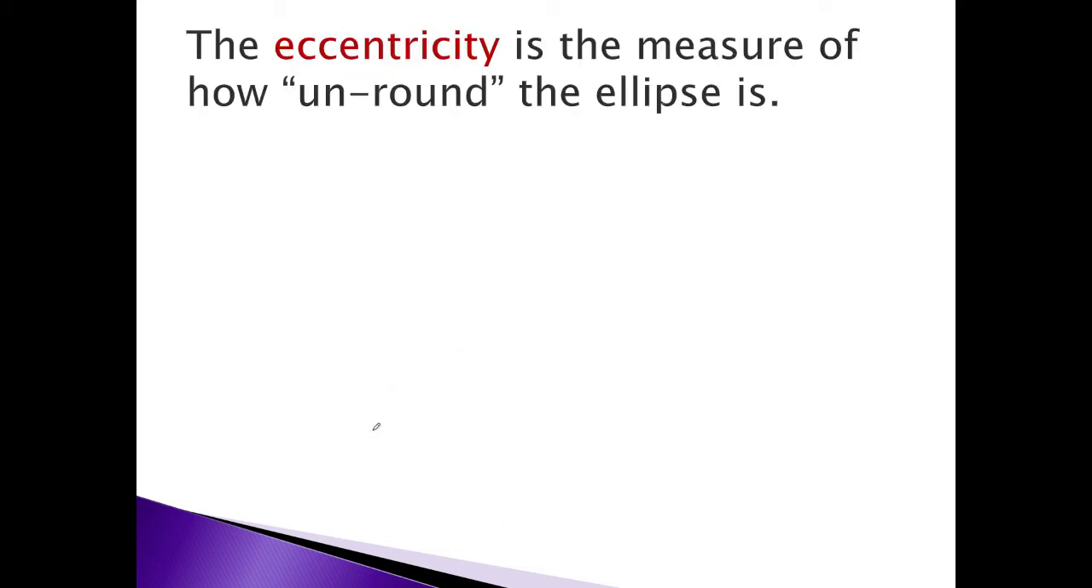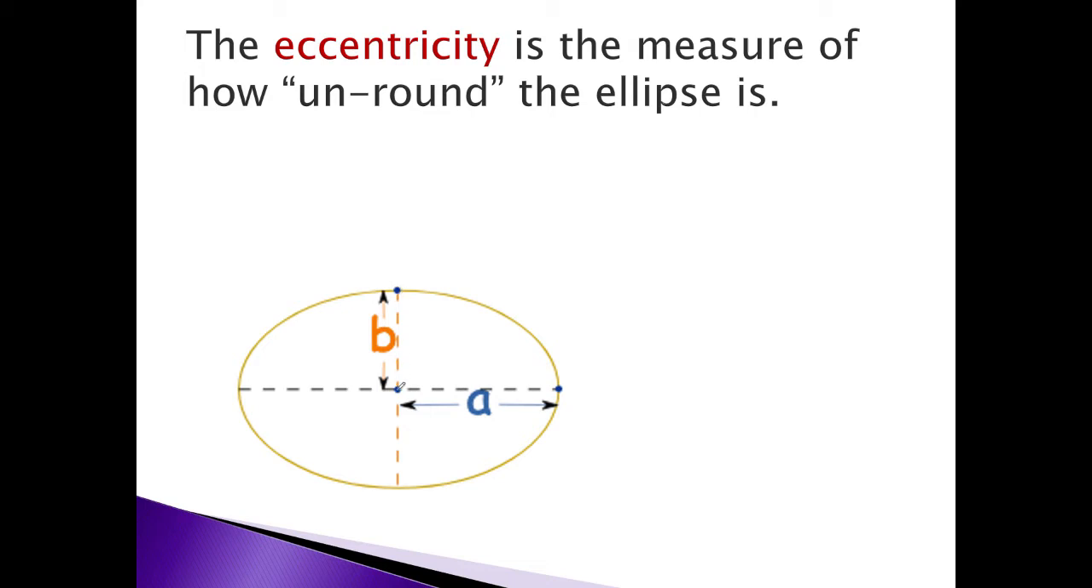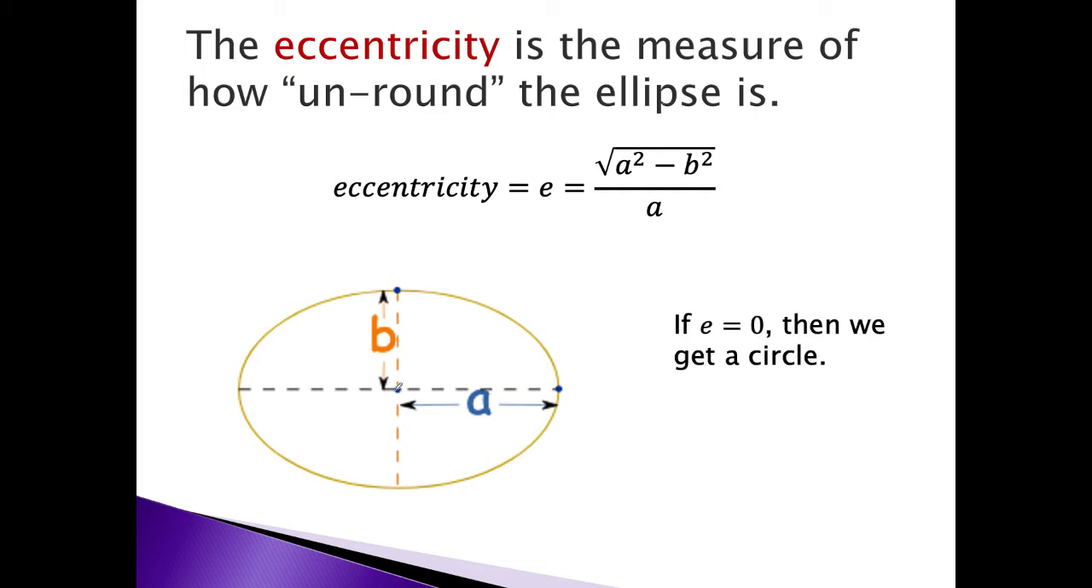The eccentricity is the measure of how unround the ellipse is. It is B, which is from the center to the co-vertex, and A, which is the measure from the center to the vertex. So the eccentricity, E, is the square root of A squared minus B squared, all over A. If E equals 0, then we have a circle. If E is between 0 and 1, then we have an ellipse.